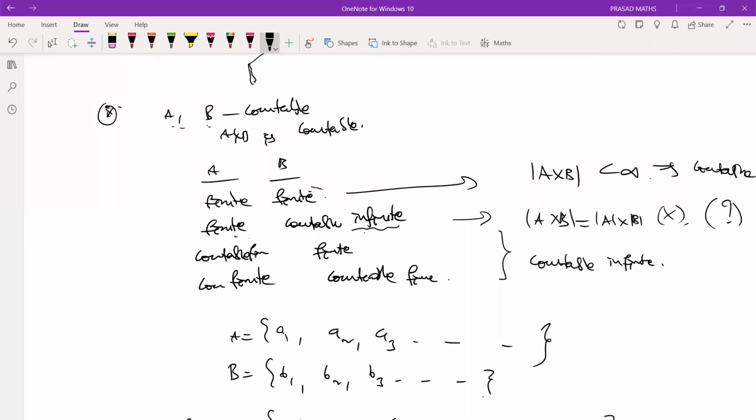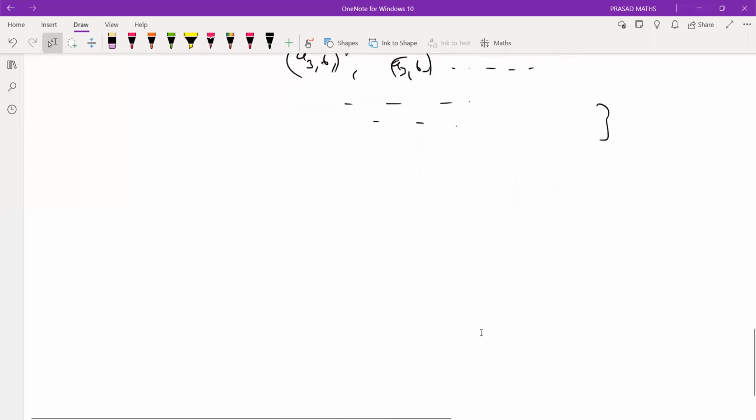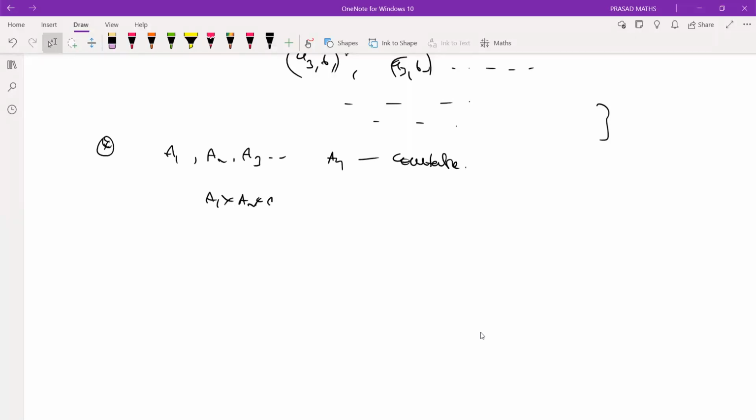Whenever A and B are finite sets, we say that A cross B is finite. Otherwise, the remaining cases are countably infinite. Therefore, either finite or countably infinite means that in both cases we can conclude that it is countable. Is this only true for two sets? No. By induction, whenever A1, A2, A3, up to AN are countable sets, A1 cross A2 cross A3 going on to AN is countable.